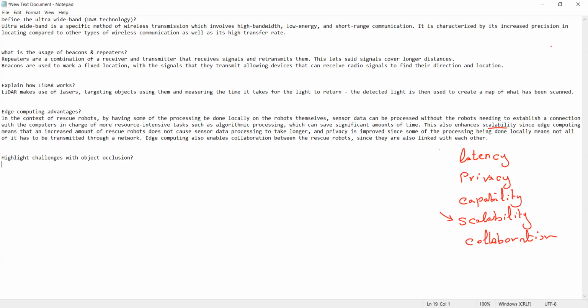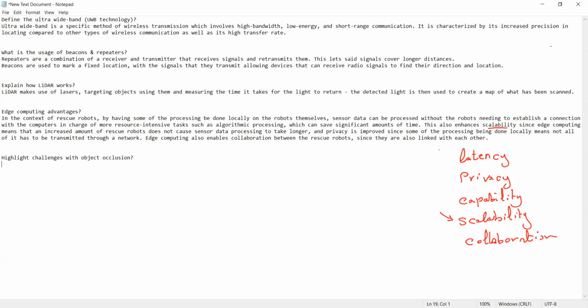So if a lot of robots are communicating with the server and they don't have edge computing, it means that the more robots there are at the rescue site, the more they need to upgrade the computing power at the server, because it needs to communicate data between a lot of robots. But when you use edge computing, you are processing the data locally and taking decisions locally on each robot. So they need less computing power at the server.